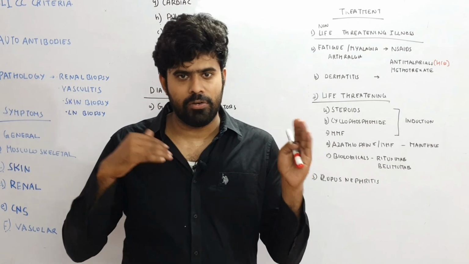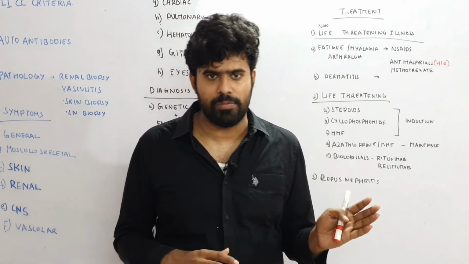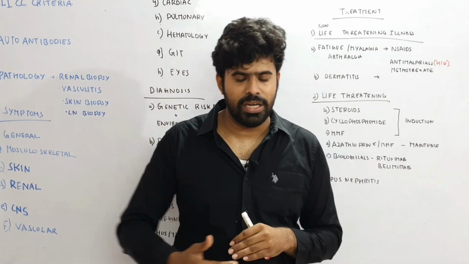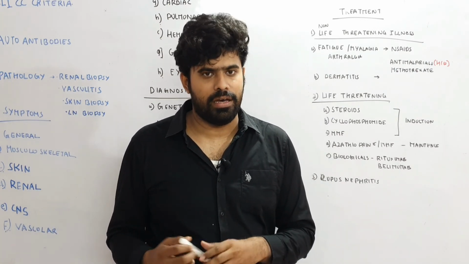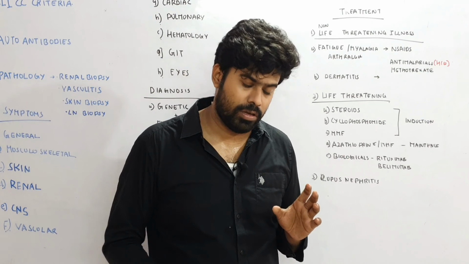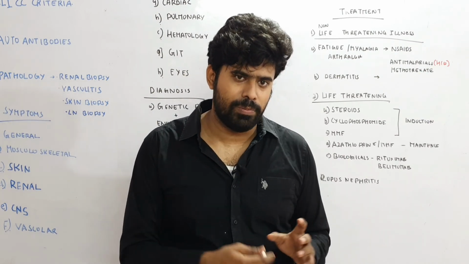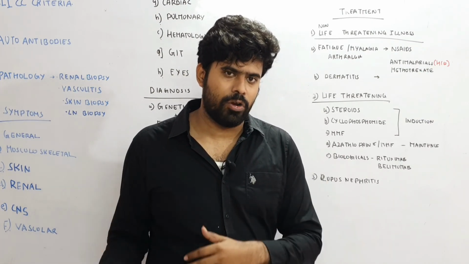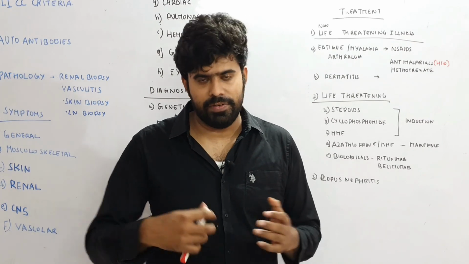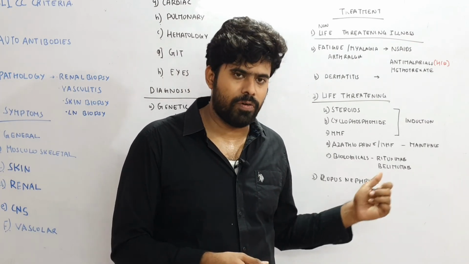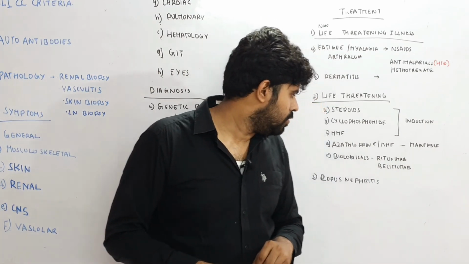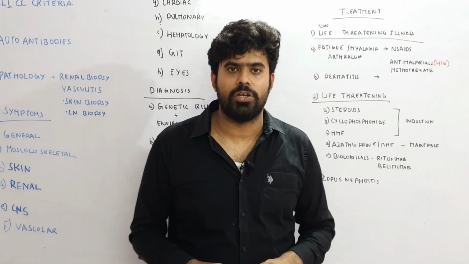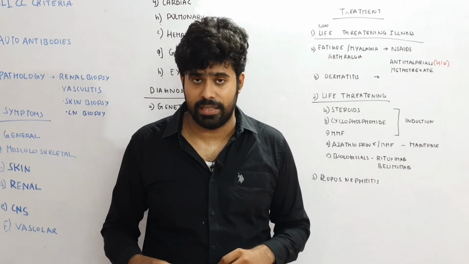If it doesn't work, you can go for induction with either cyclophosphamide or mycophenolate mofetil. Once the patient goes for remission, maintenance can be made with either mycophenolate mofetil or azathioprine, and you can add even low dose prednisolone as a triple regimen. If it's an Afro-American, go for mycophenolate mofetil. If it's a European or an Asian, you can go for cyclophosphamide, low dose cyclophosphamide, 500 milligram, that will be given. So this sums up our discussion on systemic lupus erythematosus.